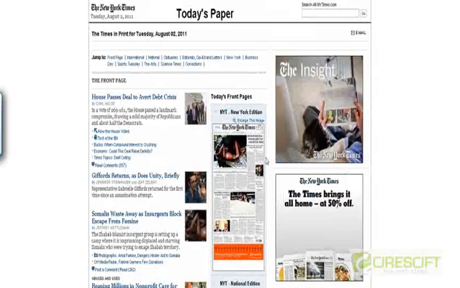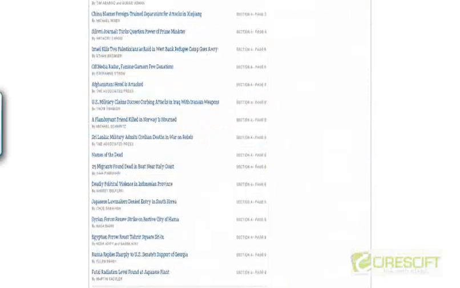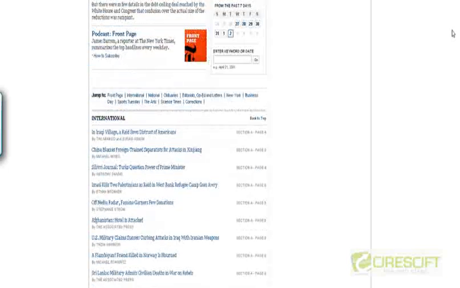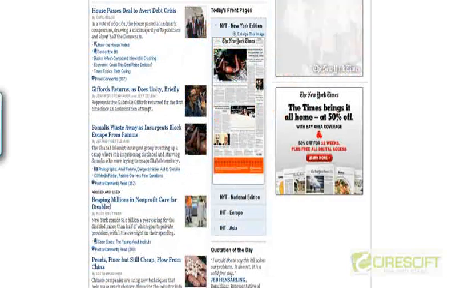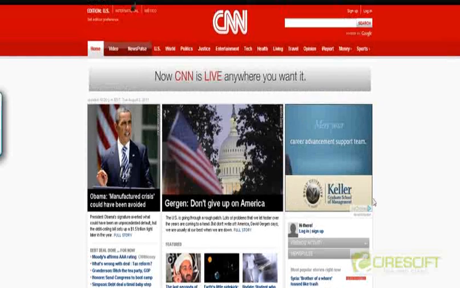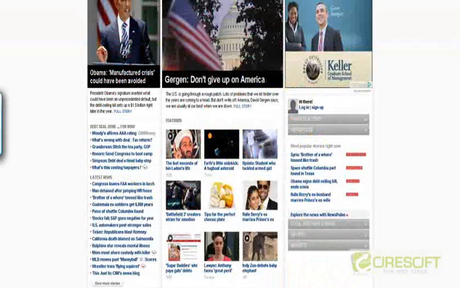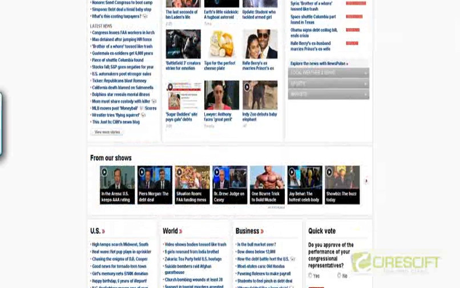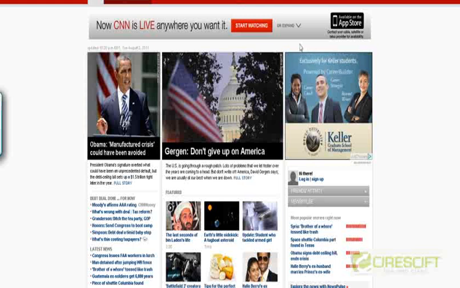So today's paper. Actually, let's go to CNN. So you can see here that there is an advertisement right on the homepage of CNN.com. And this is what is called a banner advertisement or a display advertisement, where some seller is buying this slot and paying for it. And what I just showed you is a single impression. Okay.